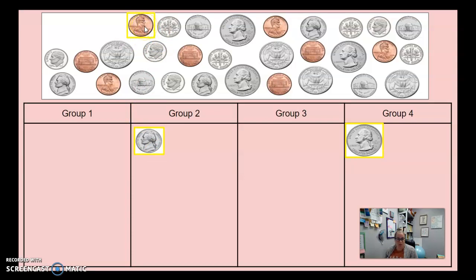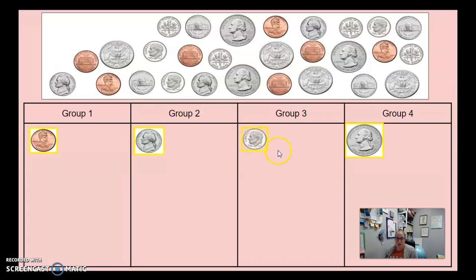The next one we have is this one that's a brown copper color. Do you remember what it's called? Ooh, I heard somebody say it. That's right, it's called a penny. So I'm going to put it over here. The next one we have is right here. It's a little bitty coin. What's the littlest coin called? Not a quarter. That's right, it's a dime. And I'm going to put it right here in group 3.